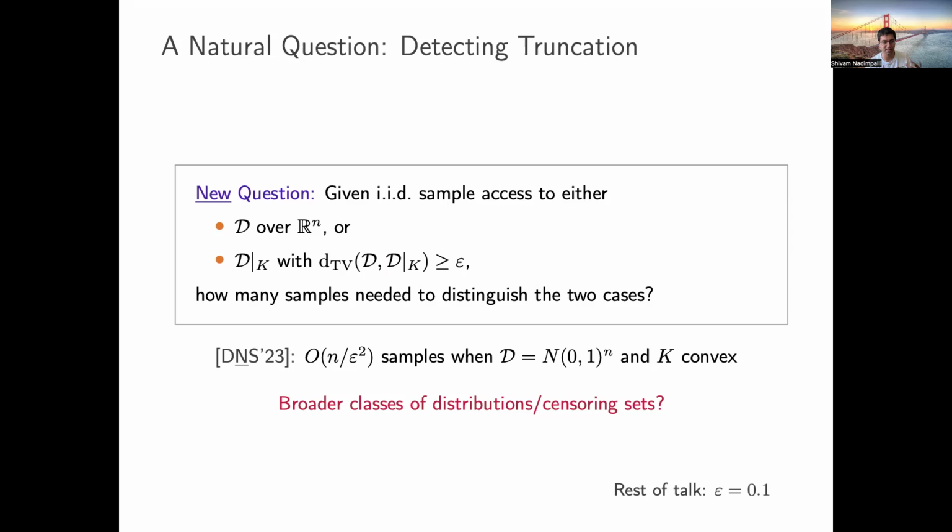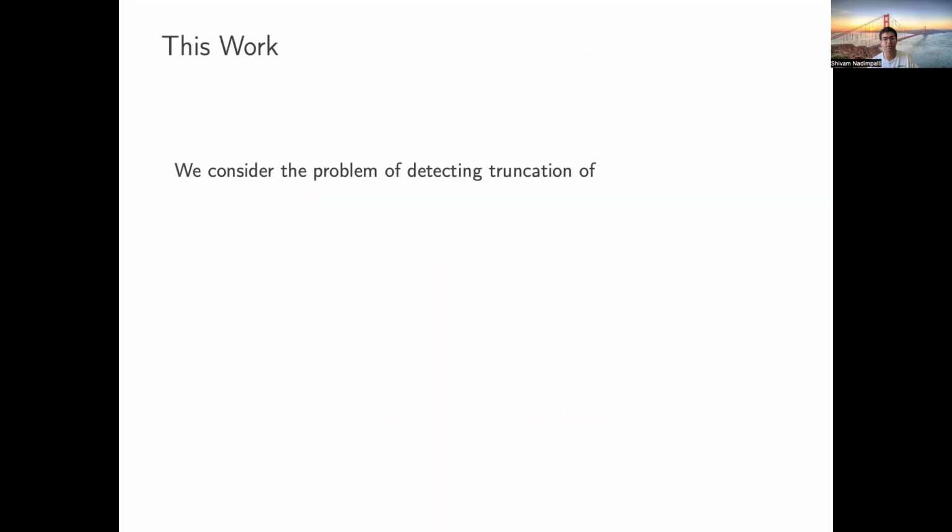It's natural to ask if you could handle broader classes of distributions or censoring sets. The Gaussian is a very nice distribution, but you could hope to handle broader classes of distributions. And the class of censorship sets we handle are very structured. Convex sets are very structured. And so you might hope to relax these two assumptions. And that's precisely what we try to do in this work.